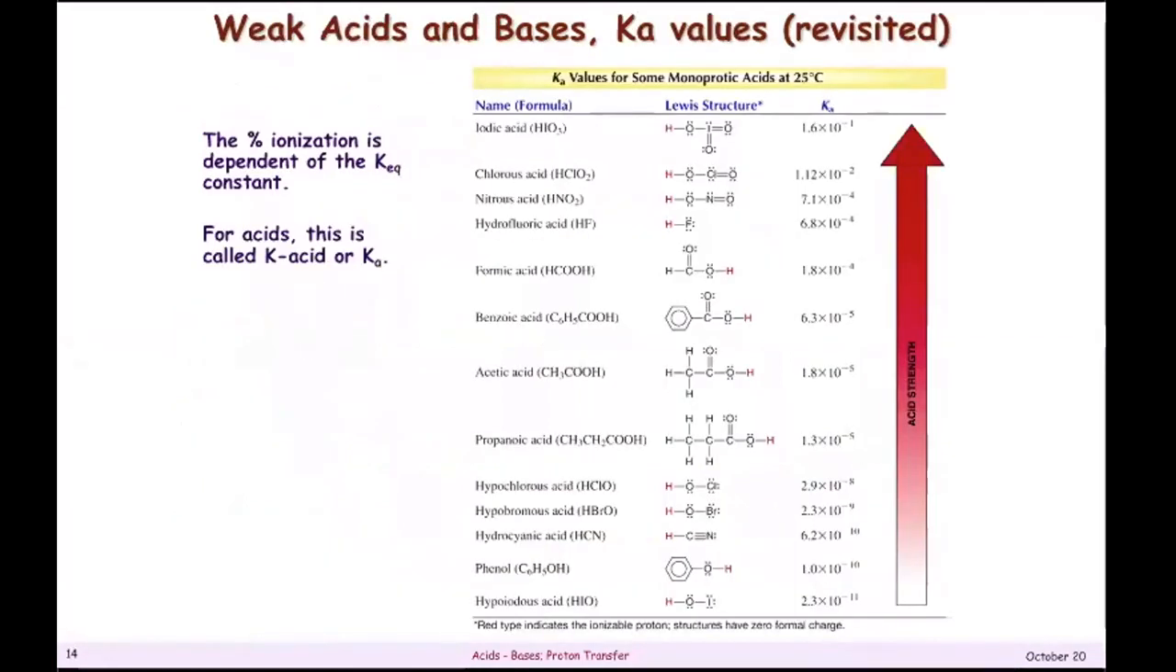So again, I give you the values of the different acids, their Ka's. This is the strongest in this list. This is the weakest in this list. That's the efficiency by which it delivers its hydrogen.